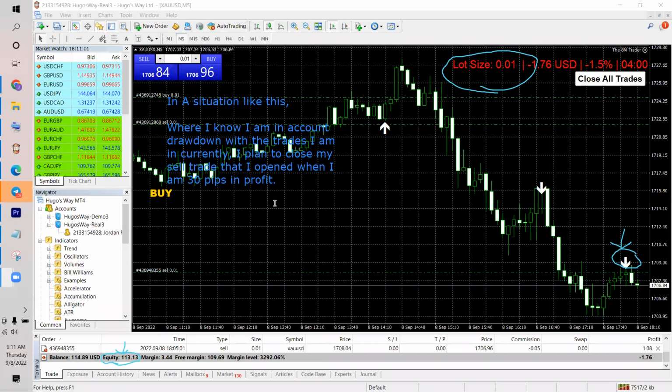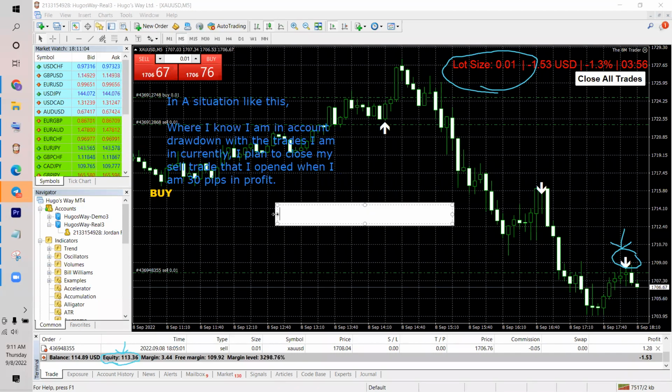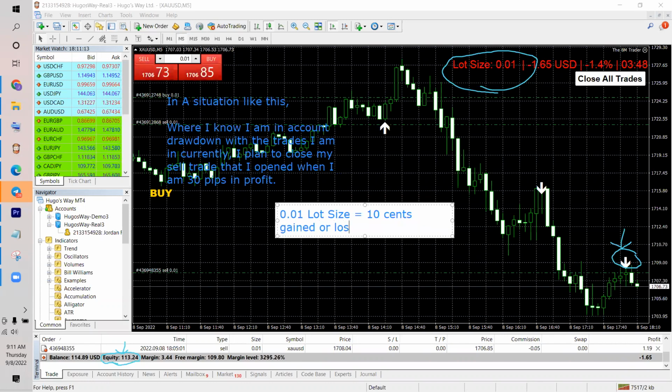Now, what does that look like? So now that I've explained what the lot size is, a 0.01 lot size in this situation is 10 cents gained or lost per pip.